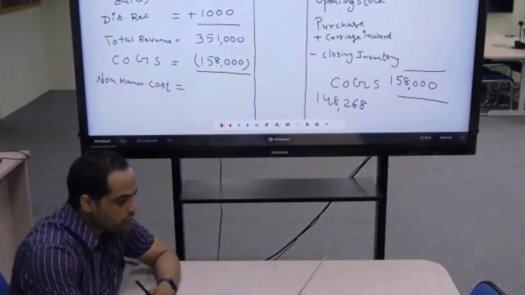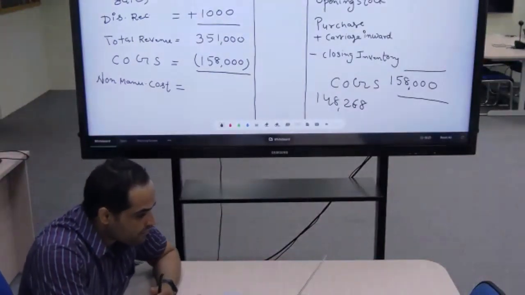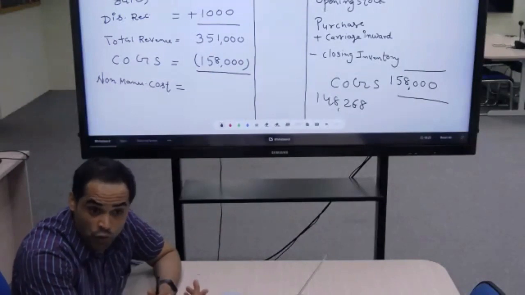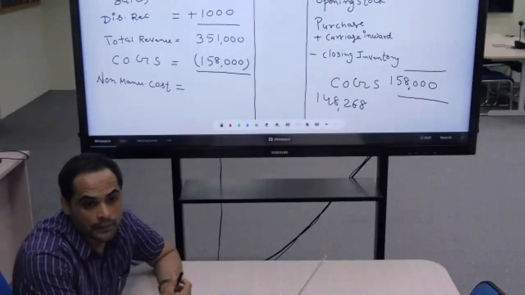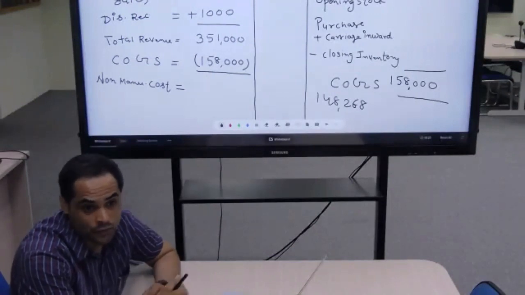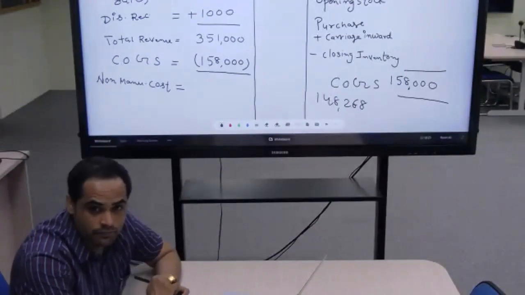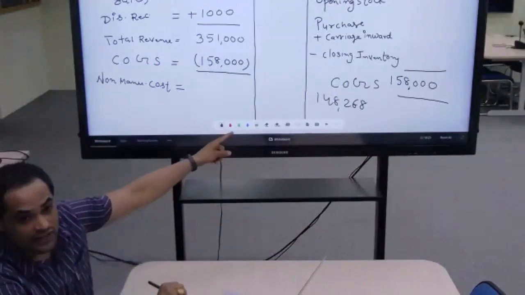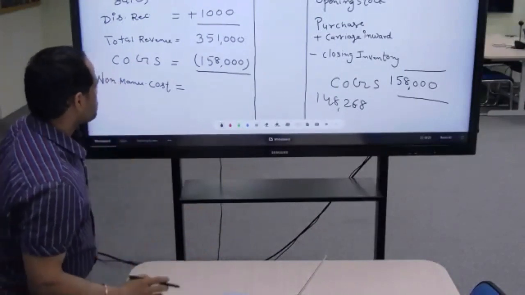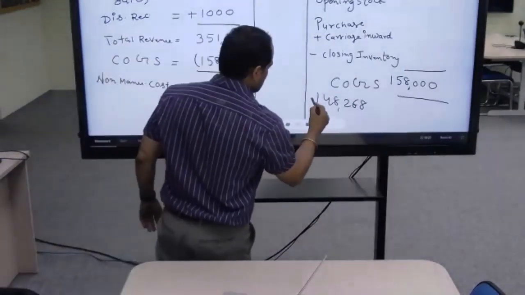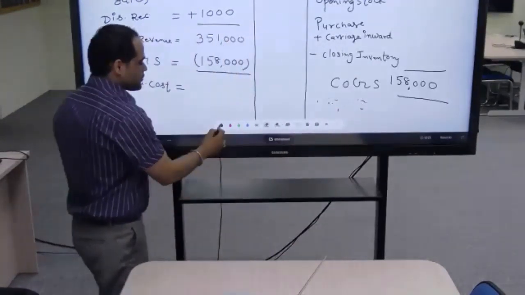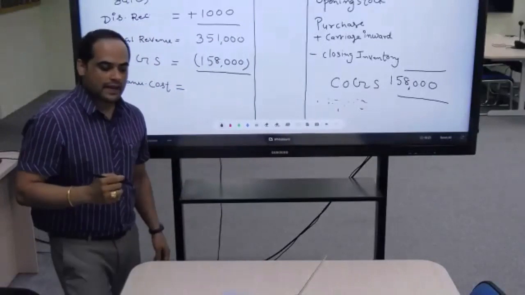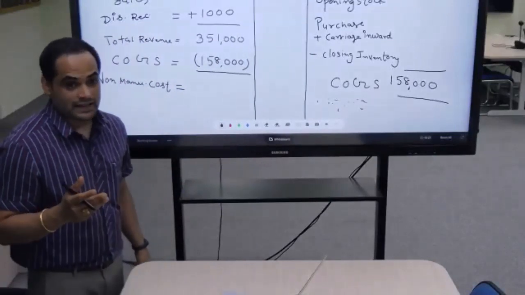Okay, so I'm going to tell you what items will be part of your non-manufacturing cost. But of course, I will not give you the number; you have to find it by yourself. So make sure you listen to me carefully. All right. This number is wrong. So the first item is total bad debts.